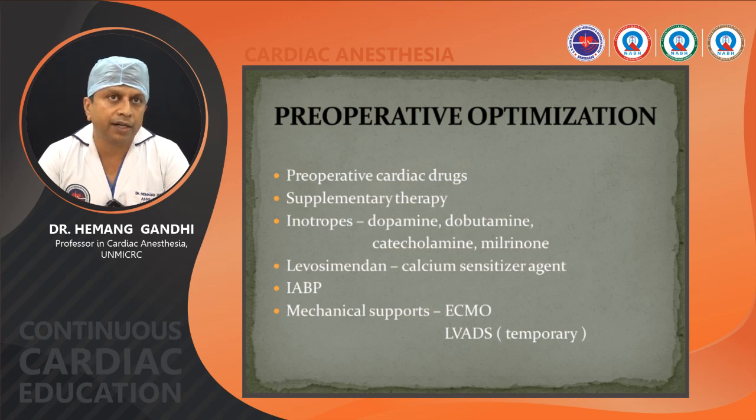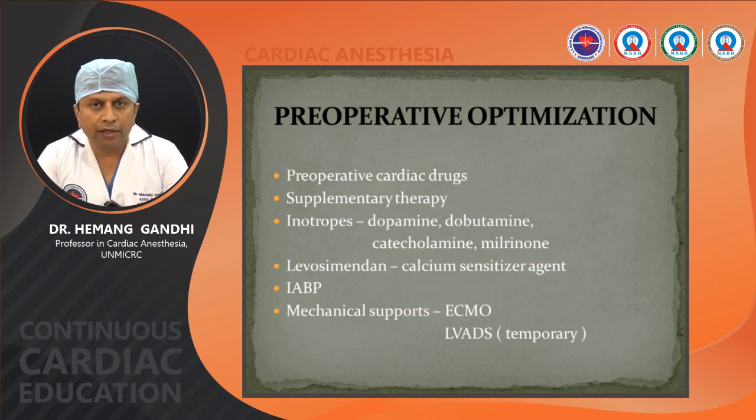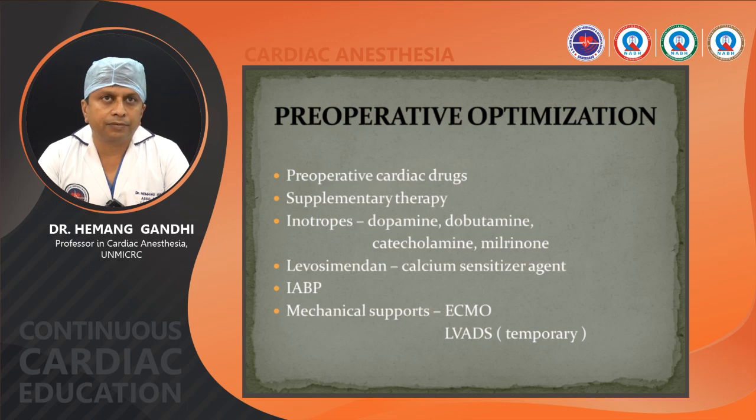They are the preoperative cardiac drugs, supplementary therapy, inotropes in the form of dopamine, dobutamine, as well as inodilators like milrinone and levosimendan, or mechanical support in the form of IABP, ECMO and LVADs, temporary LVADs. These ECMO and temporary LVADs are not in our routine practice of CABG and valvular surgery, but they are helpful when you are dealing with severe heart failure patients with bad hemodynamics, and bridging them to destination therapy, either destination LVAD or heart transplant.